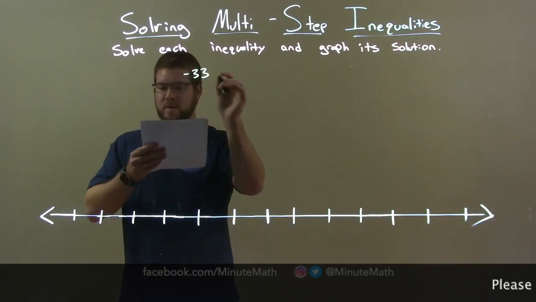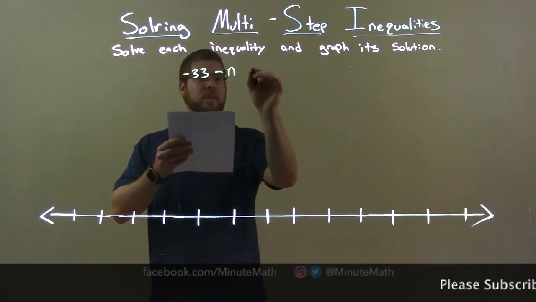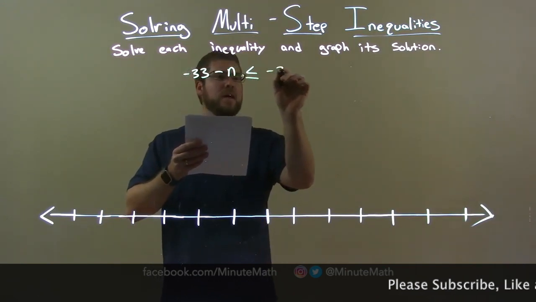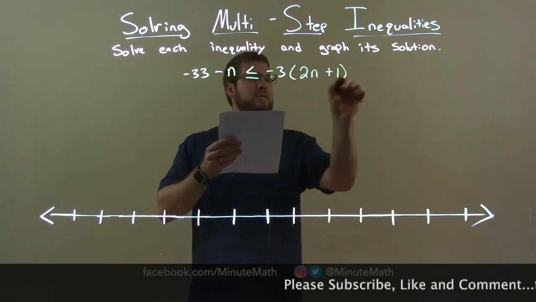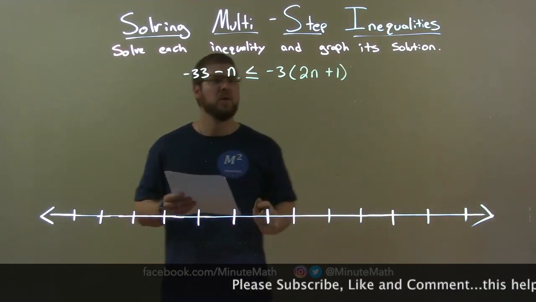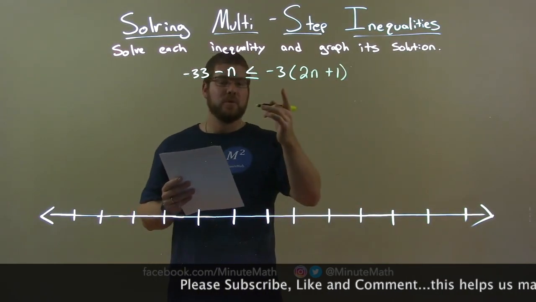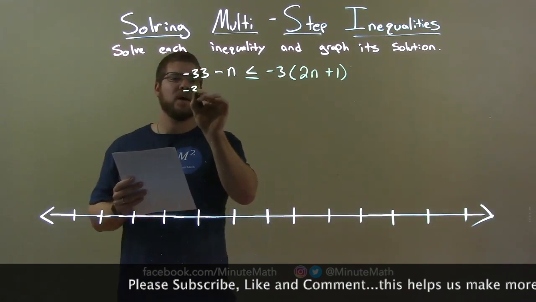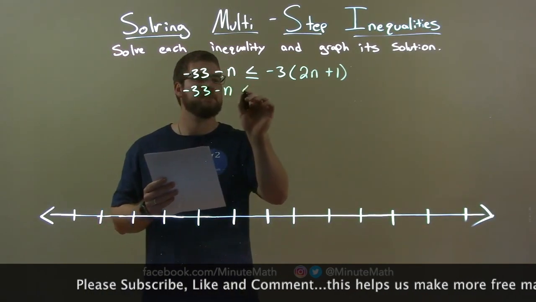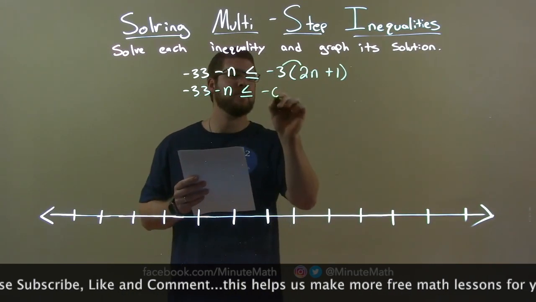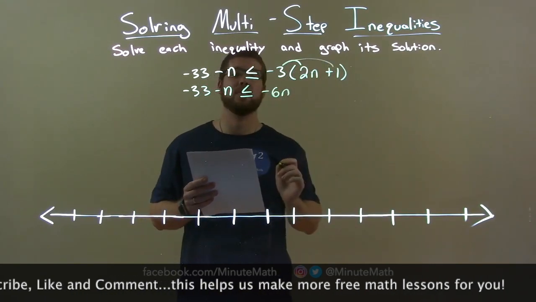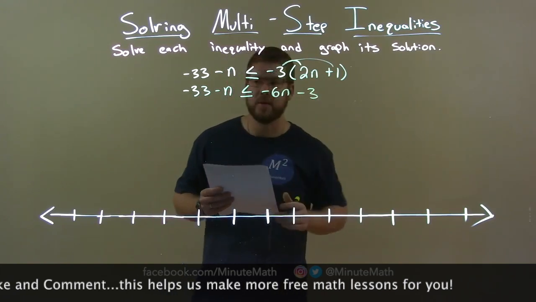Negative 33 minus n is less than or equal to negative 3 times 2n plus 1. First thing I want to do is distribute the negative 3. So left-hand side is the same for right now. Negative 3 times 2n is a negative 6n. Negative 3 times 1 is a minus 3.